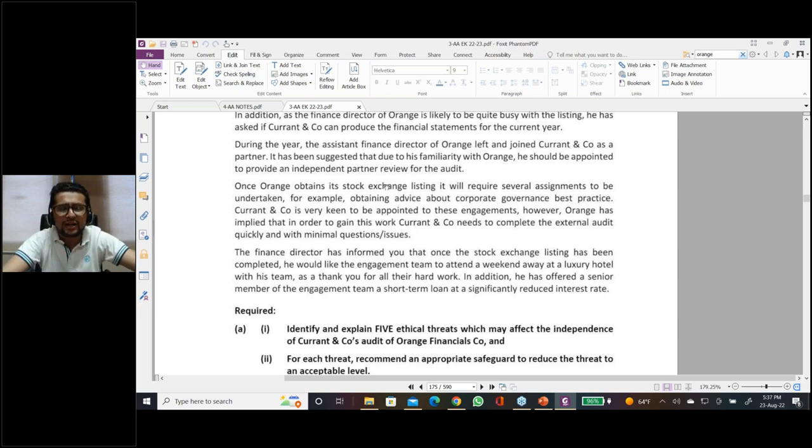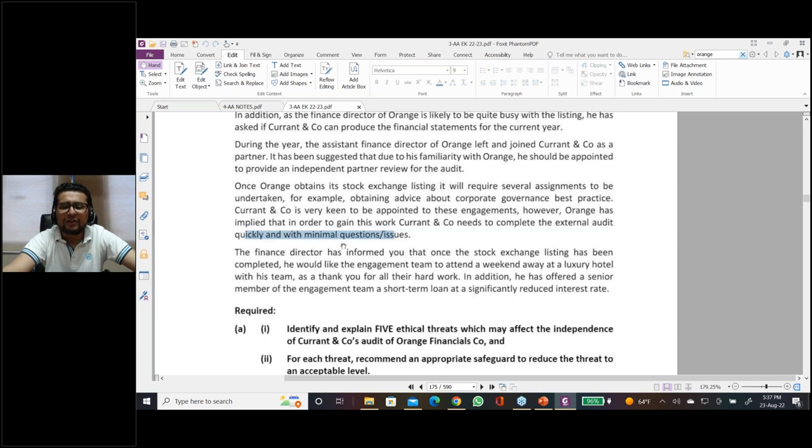Once Orange Company obtained its stock exchange listing, it will require several assignments to be undertaken, for example, obtaining advice about corporate governance best practice. The audit firm is very keen to be appointed to these assignments. However, Orange has implied that in order to gain this work, the firm needs to complete the external audit quickly with minimal questions. This would be considered an intimidation threat, undue pressure, undue influence. The auditor would feel under pressure.